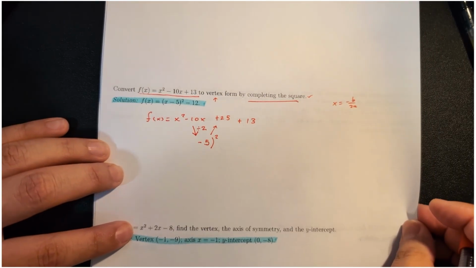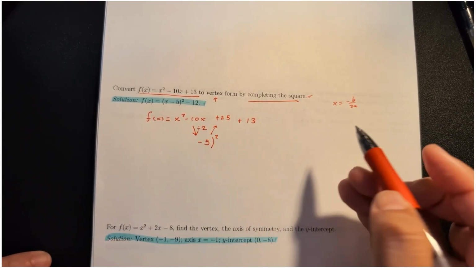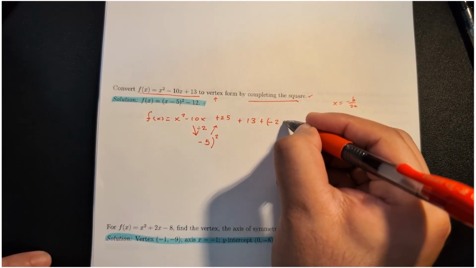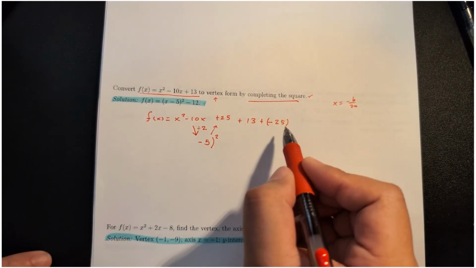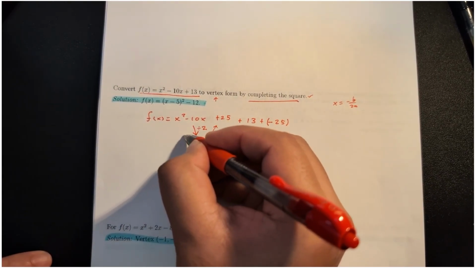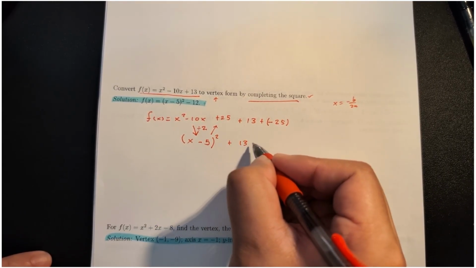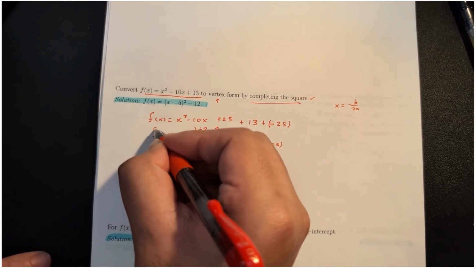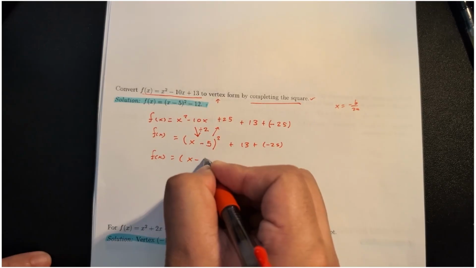Okay, and here, since I added 25, I need to subtract, or we're going to add -25. That way, it doesn't affect our quadratic, and we're just rewriting it. So if I add 25, I get to add -25. Okay, and then this becomes x minus 5 squared plus 13 plus -25. And now we just simplify. Remember, this is still f of x. Bringing it down, rewriting everything.